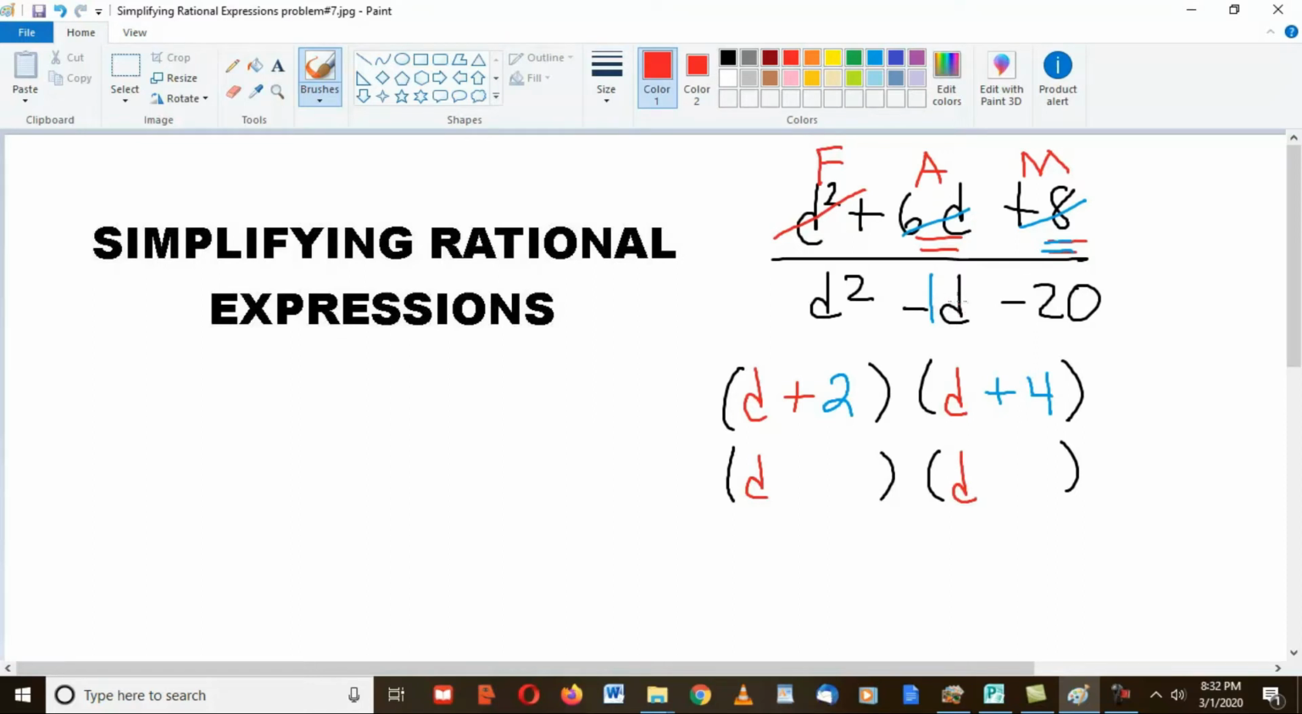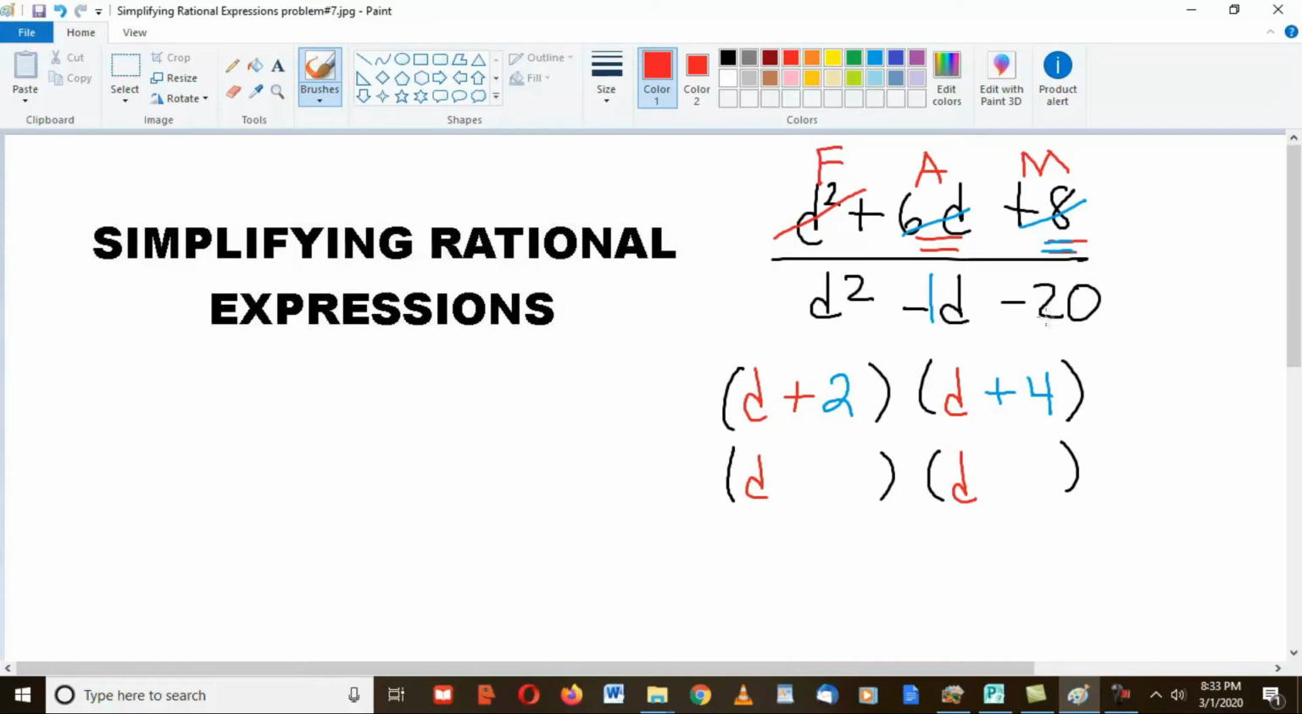Then the next thing is we have to find two numbers that add together to give us negative 1, and multiply together to give us negative 20. When I'm thinking about that, I have a 1 in the middle, so that means I've got two numbers that are very close to each other, that if I add them together, give me negative 1. The only thing I can think of would be a 5 and a 4, since 5 times 4 is 20.